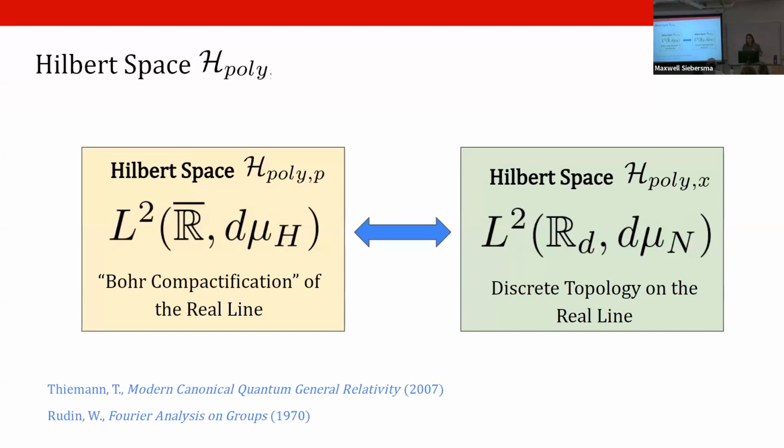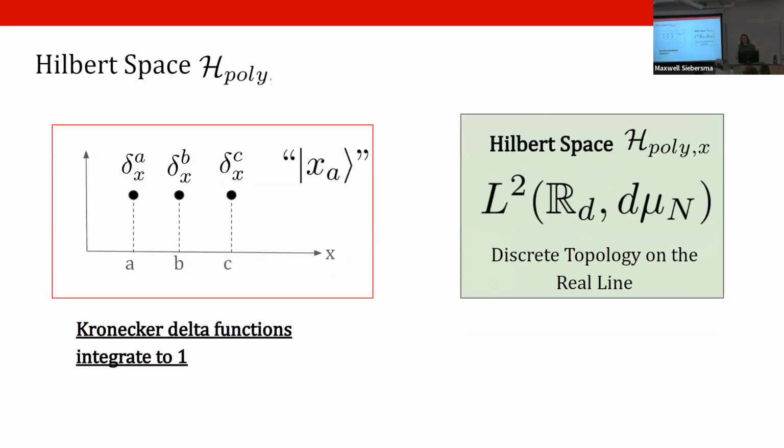But something that's known about the Bohr compactification is that when you take a Fourier transform of it, you get to the discrete real line. And we put a counting measure on the discrete real line to do our inner products. So position has a discrete topology now. And also because our wave functions are Kronecker deltas, what this counting measure tells us is that if we take the integral over one of those functions, it goes to 1 now instead. So it counts the number of points with a given value when taking integrals.